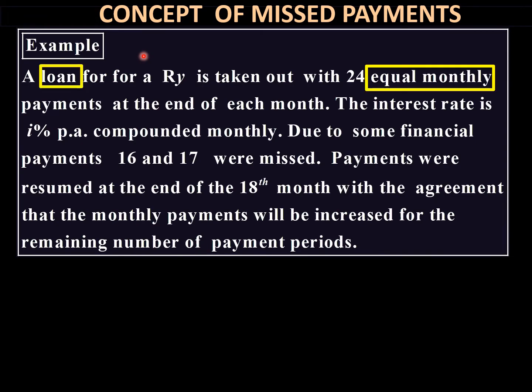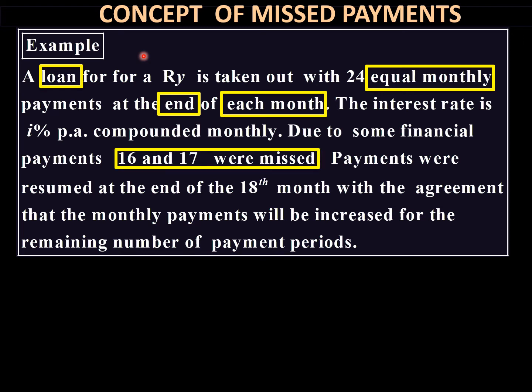We have a loan, and this loan is taken out of 24 equal payments, right? And at the end of each month, the interest rates. Now here we have a situation where some payments are missed, right? You carry on normally, and up to number 15 were no problem. But payment number 16 and 17, due to some financial reason, were missed. And then you resume your payments again at the end of the 18th month.